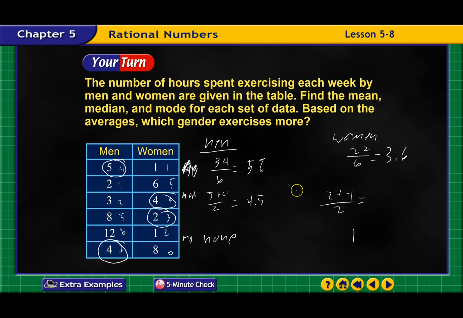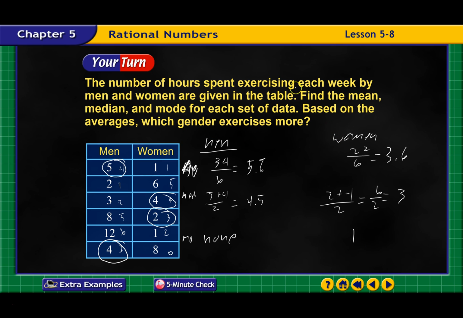And so those are the middle 2, and I circled the middle 2. I just counted over here. I was like, here's the lowest one, 1, next lowest 2, and then 3, 4, 5, 6. And I just circled the 3rd and the 4th one on both of these. That's how I came up with those numbers. And 2 and 4 comes out to 6 over 2 equals 3. So mode over here. So based on the averages, which gender exercises more?